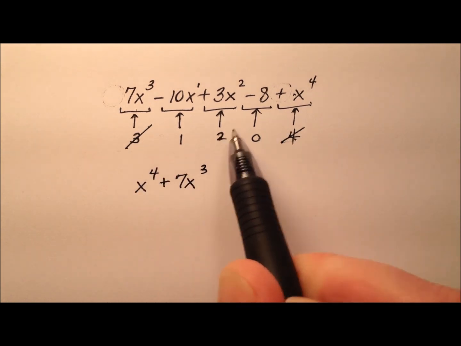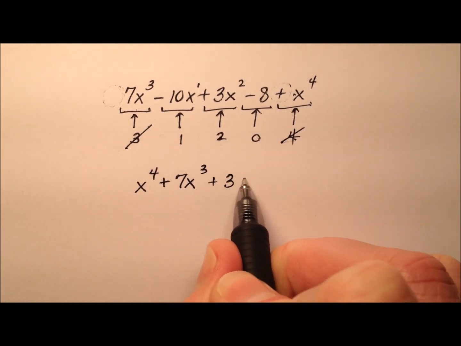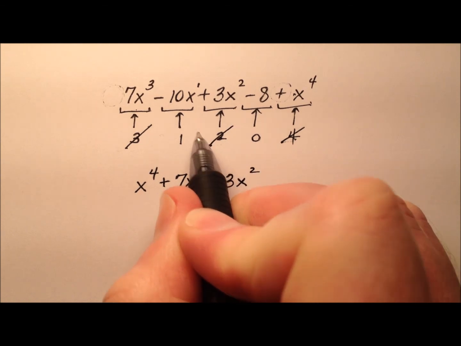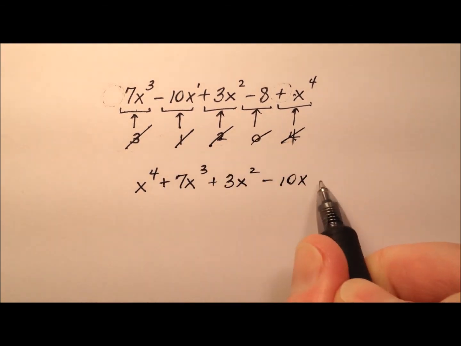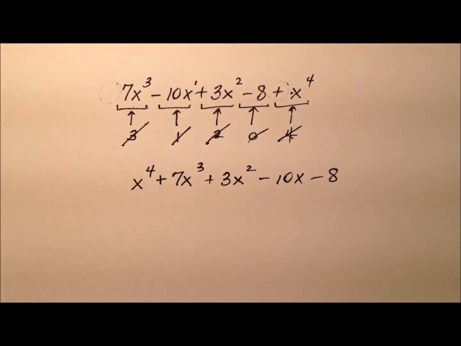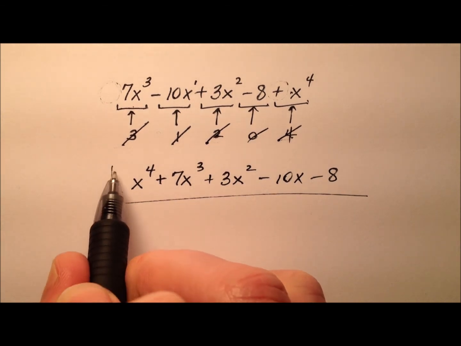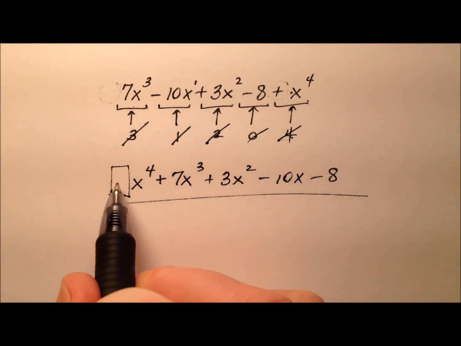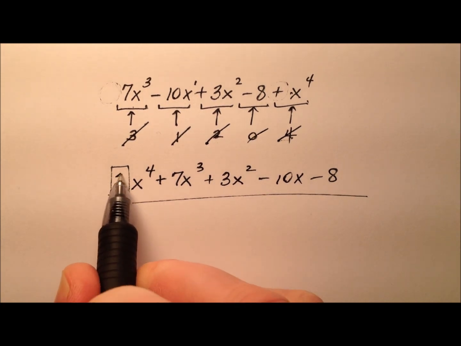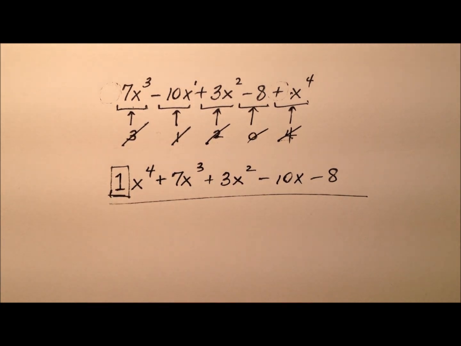Next biggest is a 2, so our quadratic term. And next biggest is a 1, so our linear term. And finally, our constant of negative 8. Okay, so this is now written in standard form. And the leading coefficient is the coefficient of this highest degree term. Well, there isn't a number right there, so remember, when there's not a number, it's understood to be a 1. So the leading coefficient of this polynomial is 1.